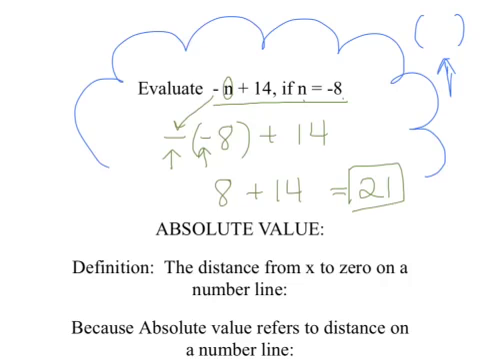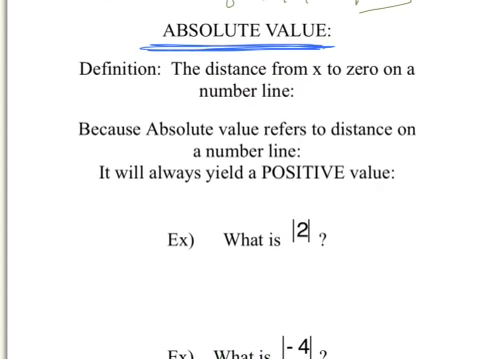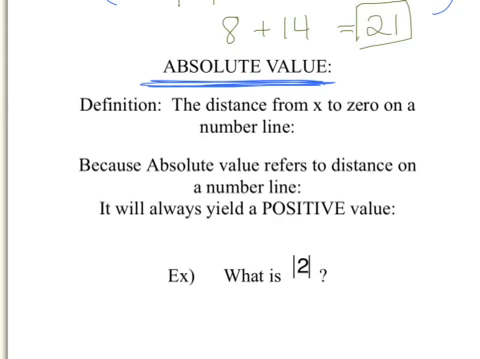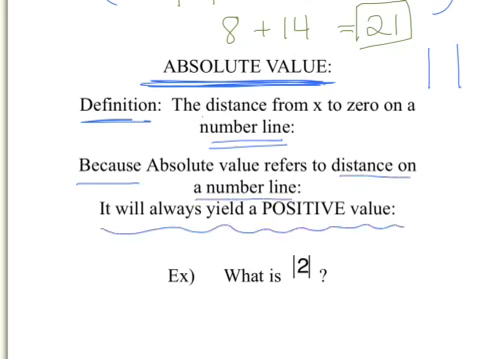All right, one of my favorite topics, absolute value. I know that you guys actually know a little bit about absolute value. The absolute value bars are these tall, straight bars that kind of look like the number 11. The definition of absolute value says that it is the distance from x to 0 on a number line. Because absolute value refers to distance on a number line, it will always yield a positive value.